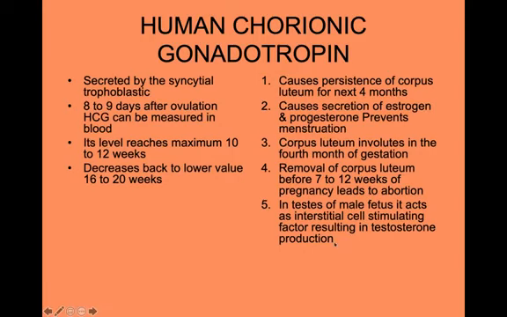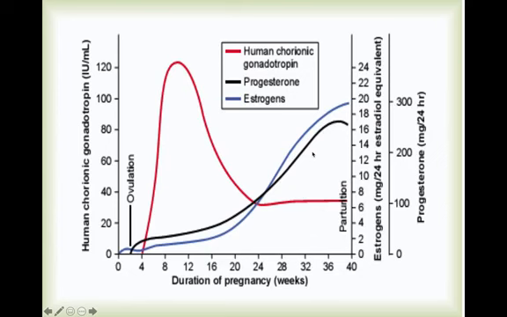In male testes, it acts as an interstitial cell stimulating factor, resulting in testosterone production. Here you can see the human chorionic gonadotropin release. As you can see, its release starts from the 4th week of pregnancy and continues till around 18 to 20 weeks of pregnancy, then it starts declining. On the other hand, the production of estrogen and progesterone, which is less at the start of the pregnancy, starts increasing.